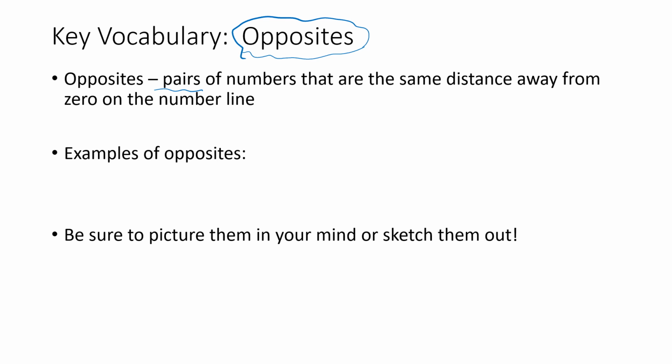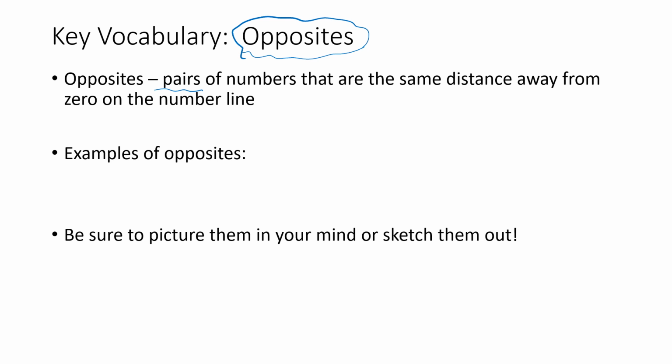So the opposite of tall is short, but the opposite of short is tall. And so you can phrase it either way. That's going to be the same concept that holds with our numbers as well. So opposites are pairs of numbers that are the same distance away from zero on the number line.